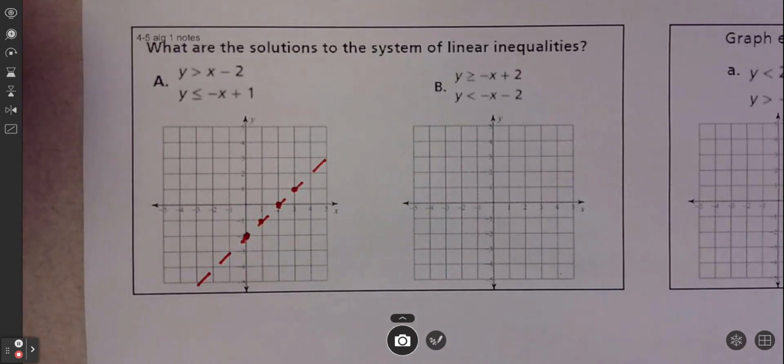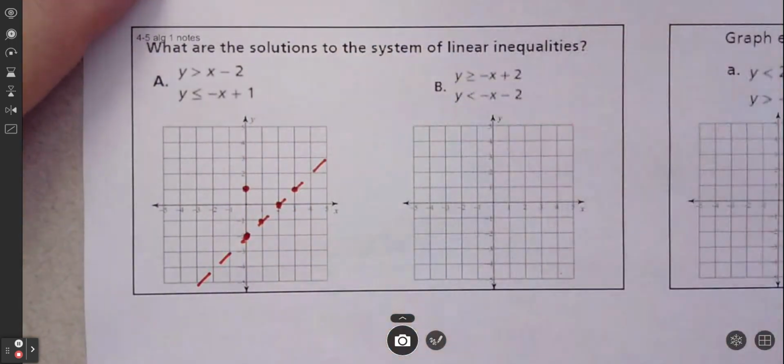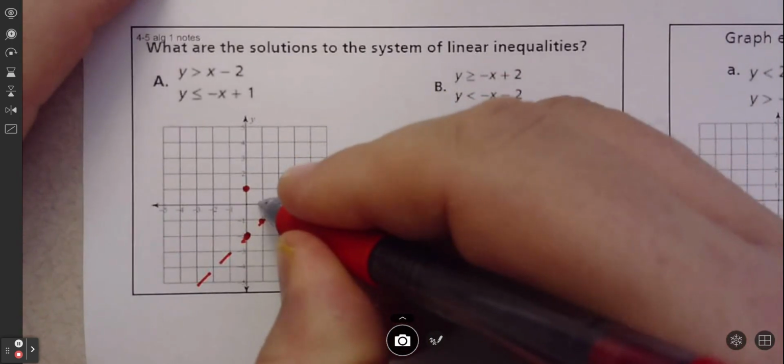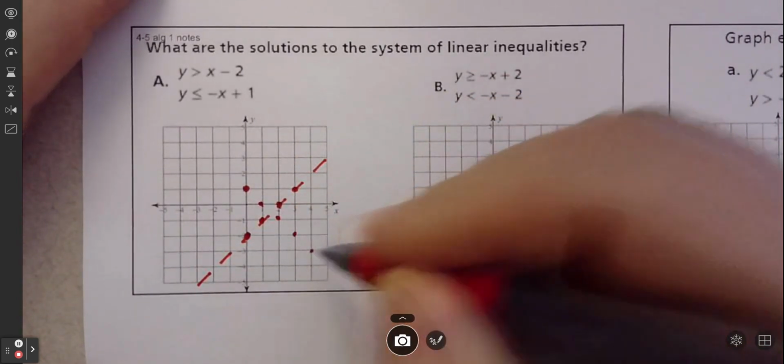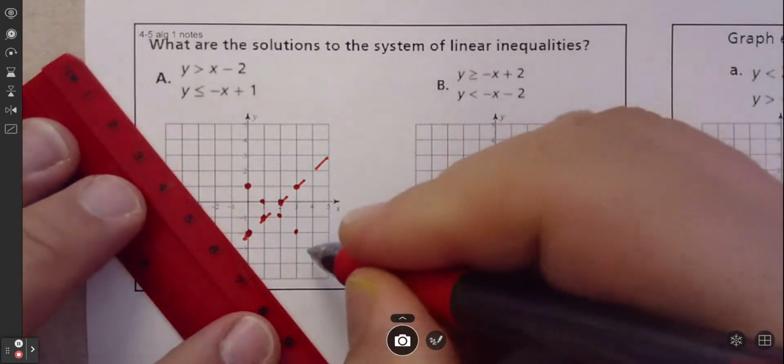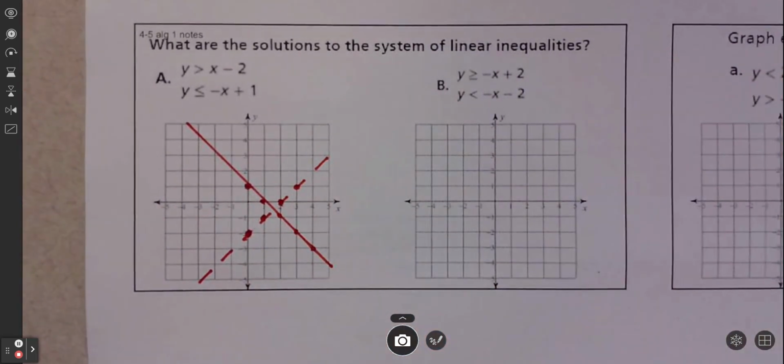The next one starts at +1, has a slope of -1. So down 1 over 1, down 1 over 1, down 1 over 1. Dotted or solid? Solid line. We're going to shade the region that works for both.